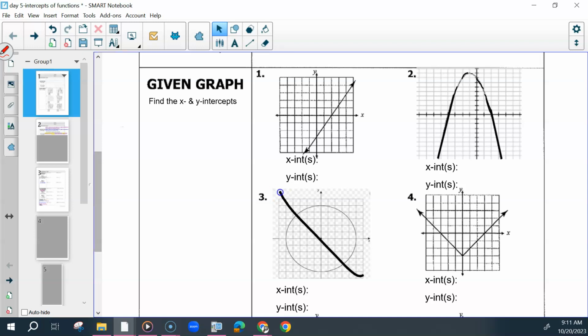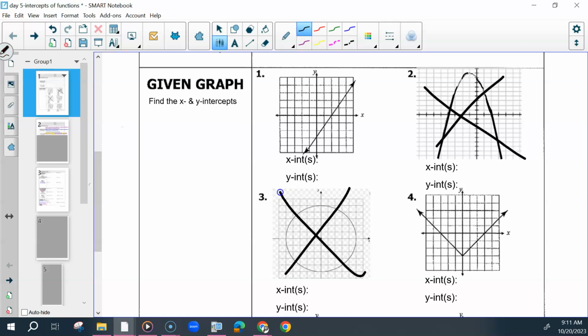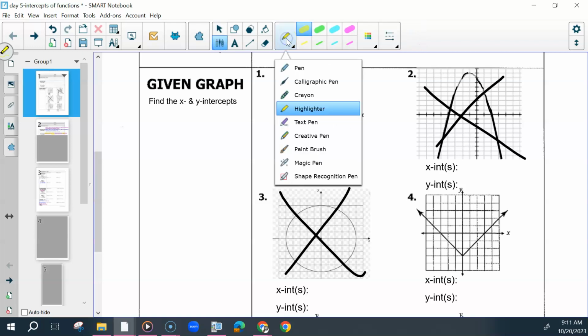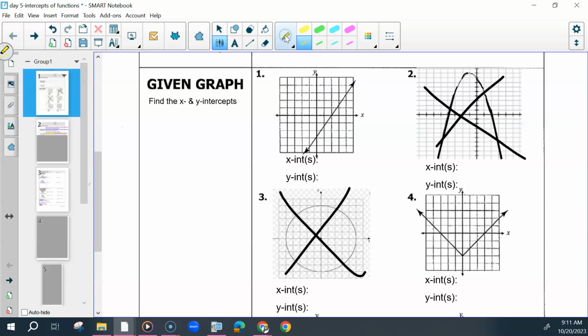Your number 2 and your number 3 are different than mine, so don't look at mine, look at yours. We're going to do number 1 first. If it helps you, you may want to highlight or thicken the lines of the x and y axes so you don't get them confused with anything else.